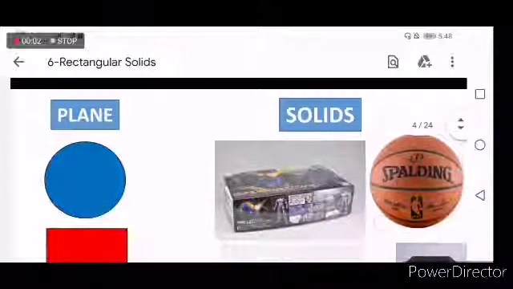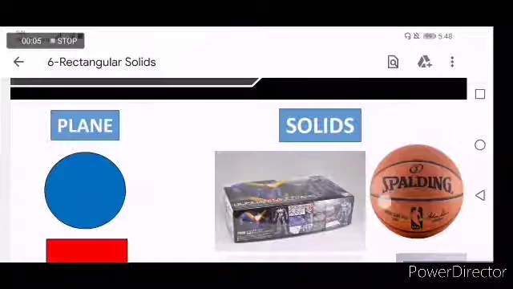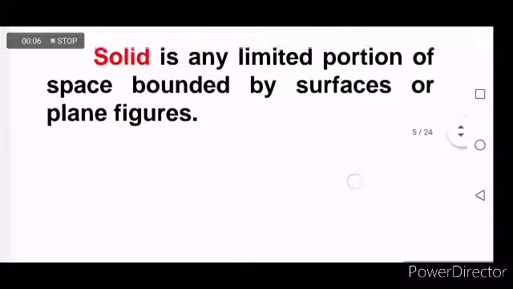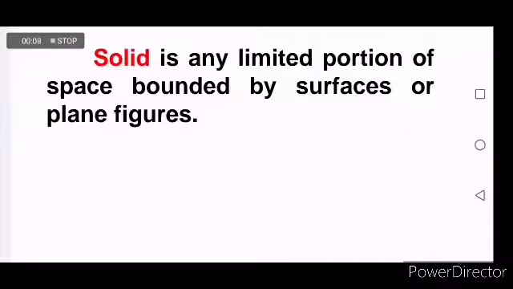Hello class! In this video, we will finally talk about solid mensuration. A solid is any limited portion of space bounded by surfaces or plane figures. If we use lines to enclose planes, we use plane figures naman to enclose a solid. That is why we form what we call space.